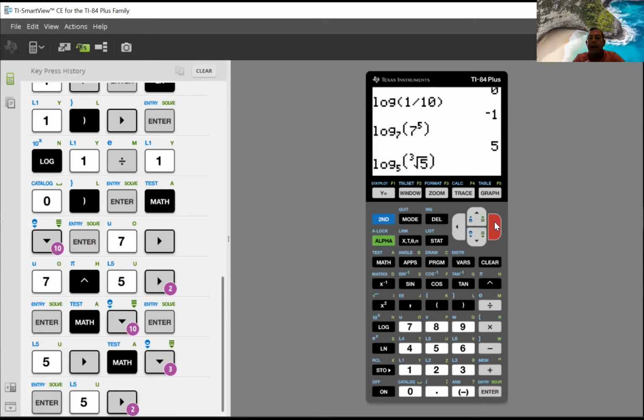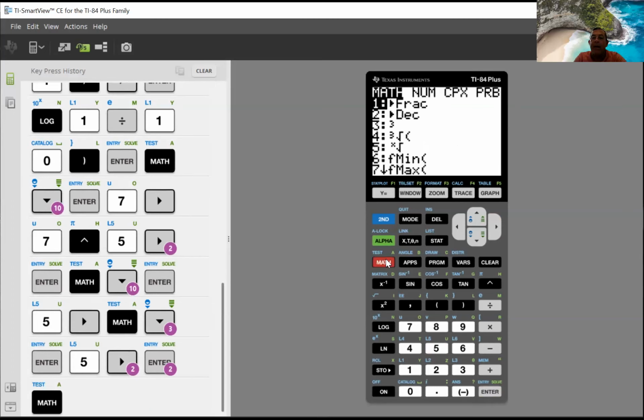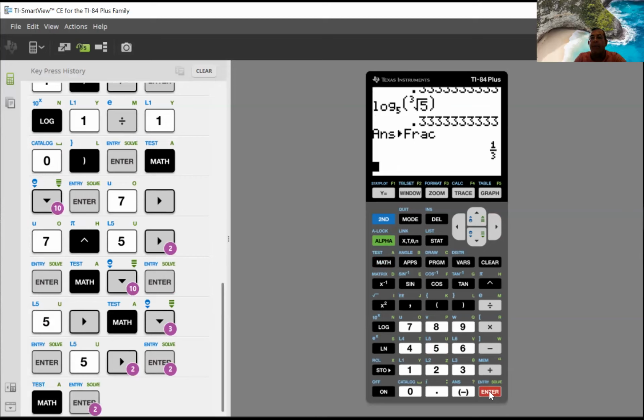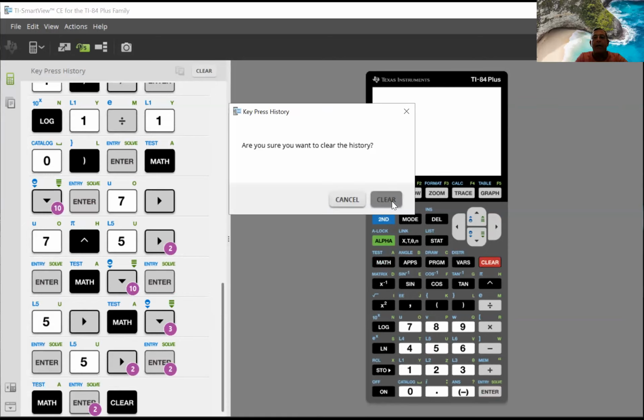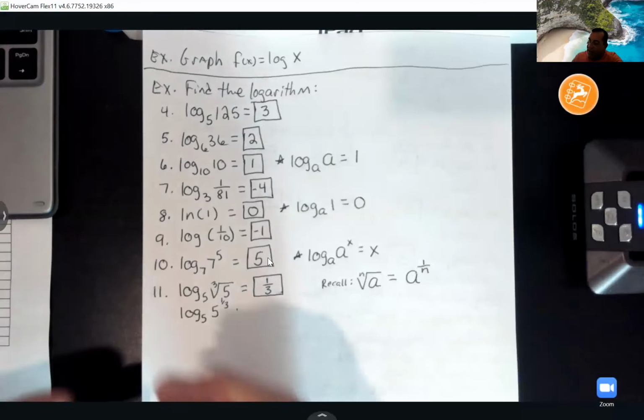So if y'all look, I got log base 5 of the cube root of 5. So when I hit enter, I get 0.333, but we need to turn that into a fraction. So I'm going to hit math and enter twice. And there is our 1/3, okay? So the logs aren't bad. You just got to think about them as being exponents, okay?